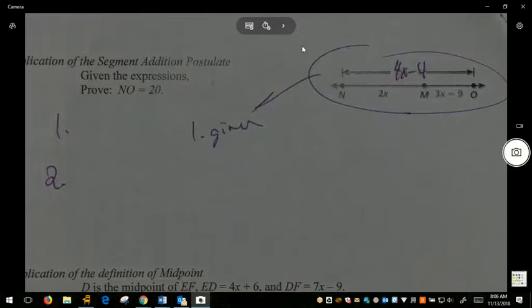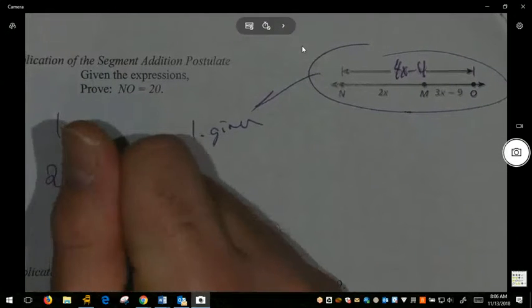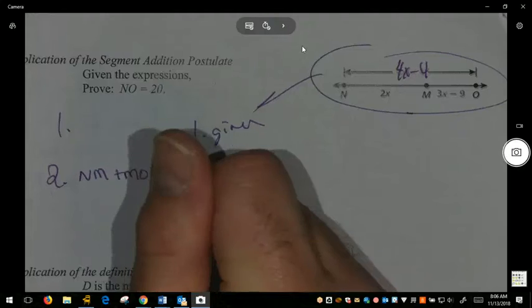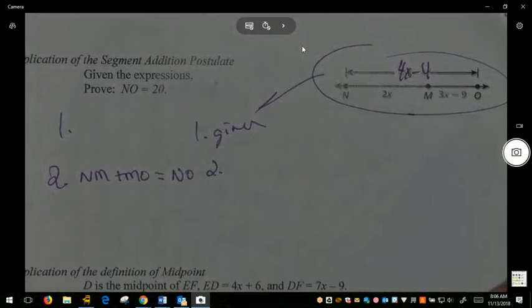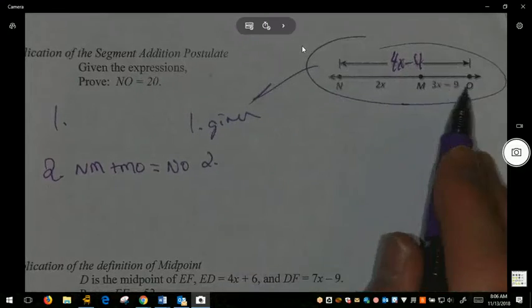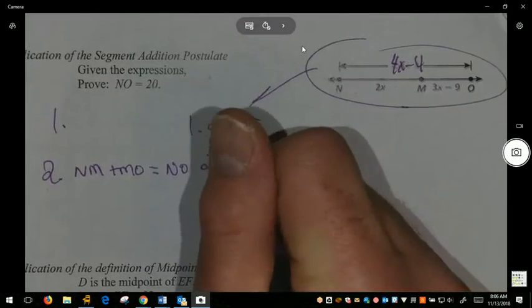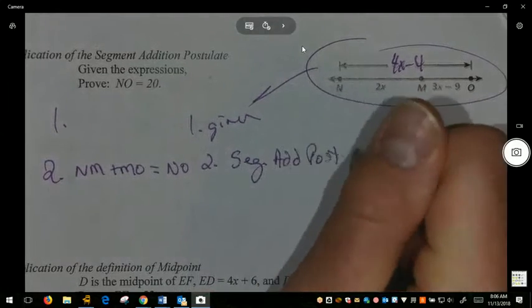So what segments am I going to put together? NM plus MO equals what? NO, and that's actually correct. So this piece plus this piece adds up to the whole thing. If we're doing that with segments, just like angles, this one's going to be the segment addition postulate.